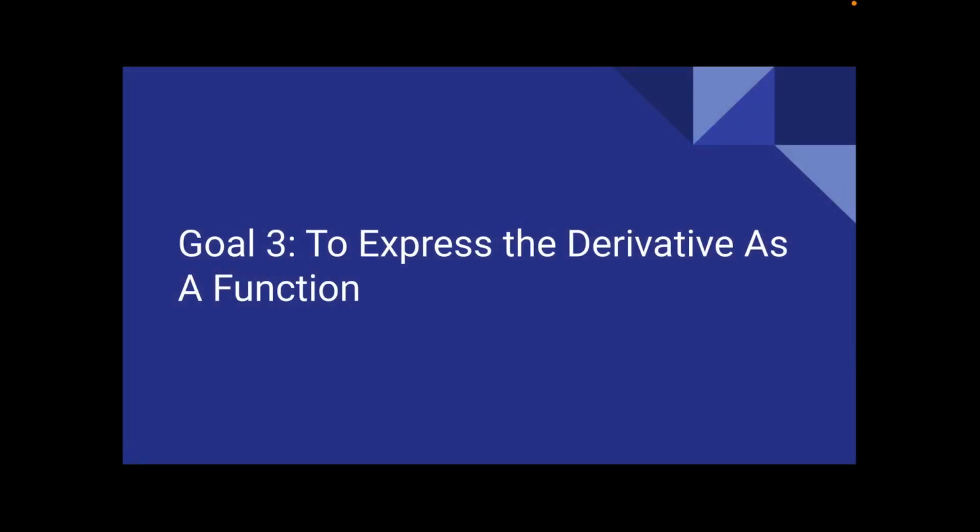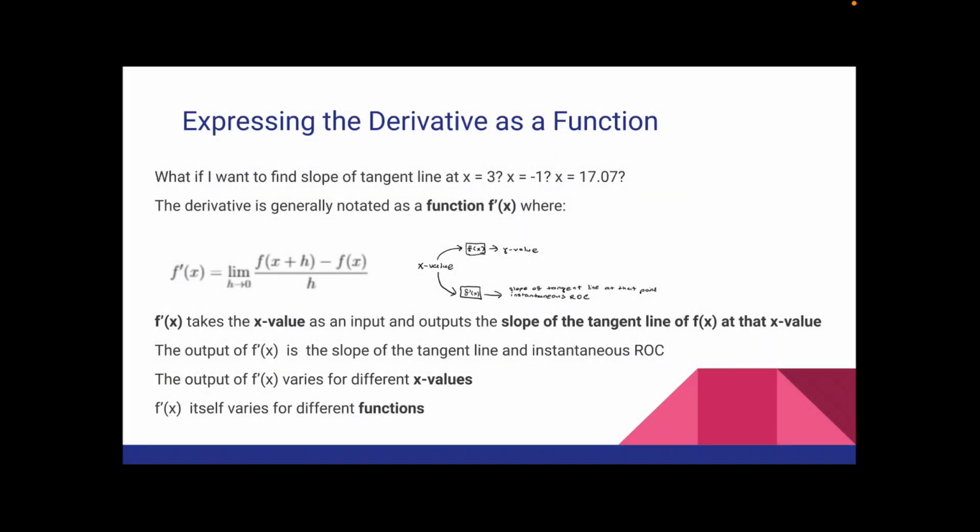So our final goal is to express the derivative as a function. What if I asked you to find the derivative for the same curve y equals x squared when x is equal to -3, -1? How about 17.07? It is very monotonous to evaluate the same limit over and over again for different x values. Therefore, rather than outputting a number from the limit each and every time, we can just output a function instead.